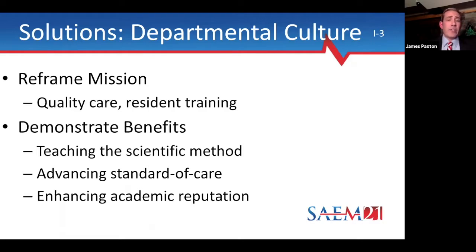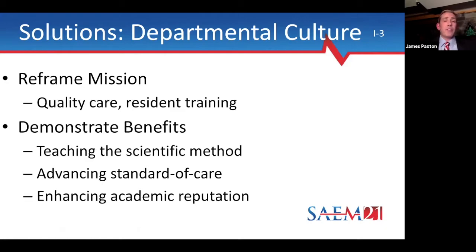And you can do this as little as or as often as you want. But at the end of the day, the goal is to try to convince everybody else that you're right, that research contributes to this mission. And even if you don't see the obvious benefits, that they're there. You need to try to demonstrate those benefits. So what are the benefits to residents? This is a popular conversation at some shops. It teaches the scientific method. It teaches residents how to think critically and how to analyze data. It advances the standard of care.